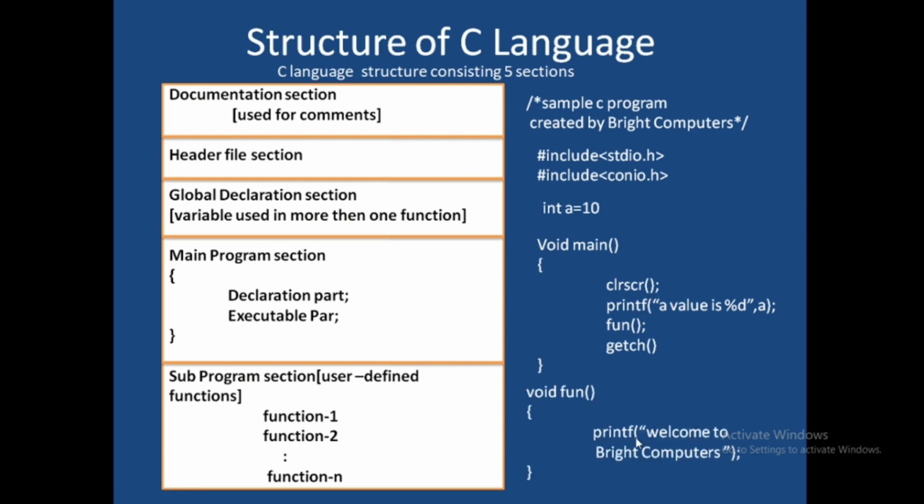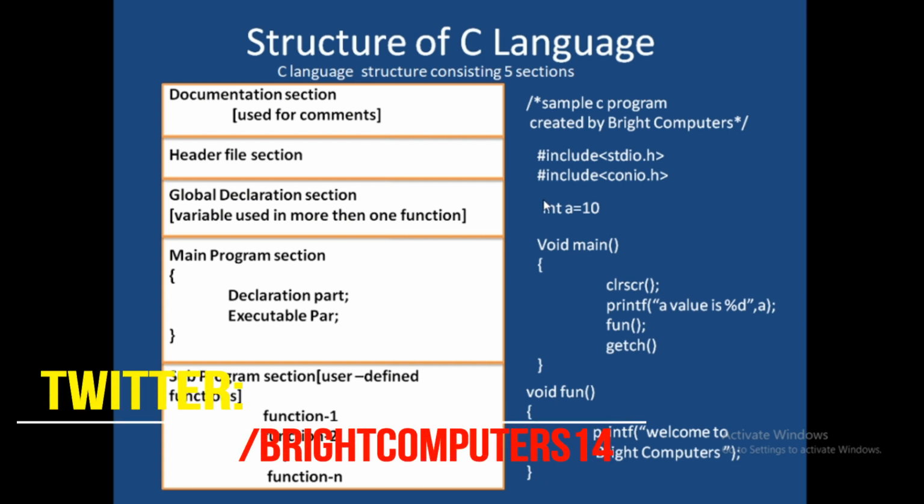Now we can see a sample program. In the documentation section I have written a C program with this structure: sample C program created by Bright Computers. Next is the header file section. In this program I used clrscr, getch and printf. These functions are by default in the header files stdio.h and conio.h.